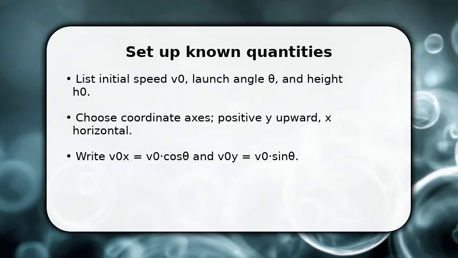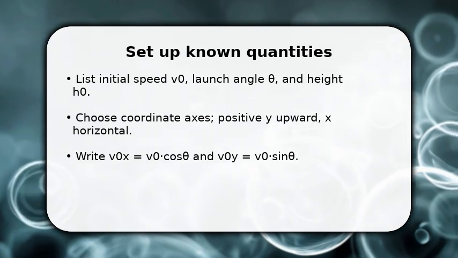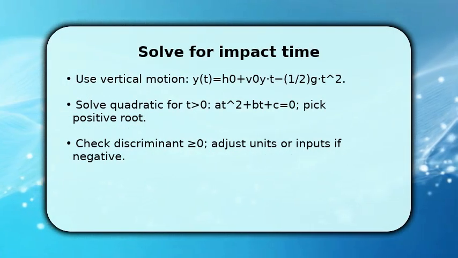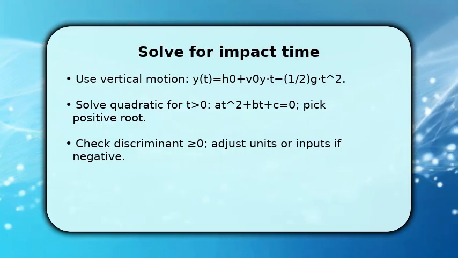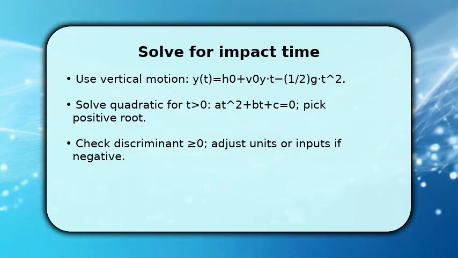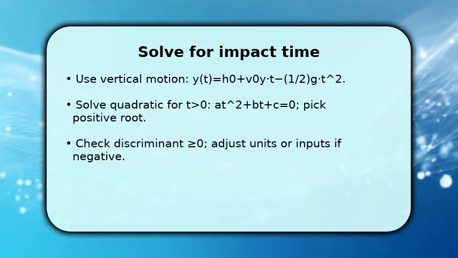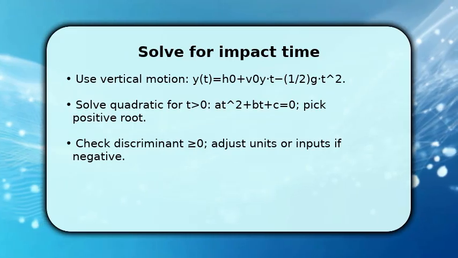Make sure to record units and sign conventions now, because inconsistent signs are the most common source of error later when solving. Next, you focus on time of flight by using the vertical position equation y(t) equals h0 plus v0y t minus 1/2 g t², and setting y(t) equal to the impact height, often 0. Rearrange into a quadratic and solve for t. You want the positive root.